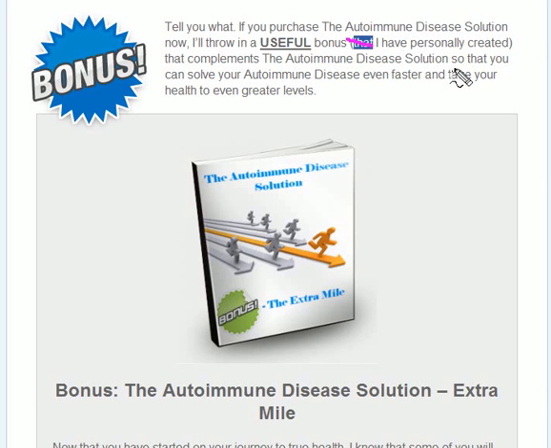The autoimmune solution. Okay, so you can solve your autoimmune disease even faster and take your health to even greater levels.